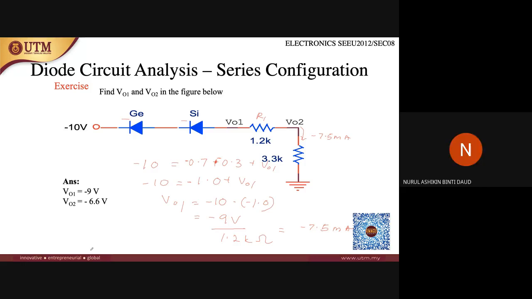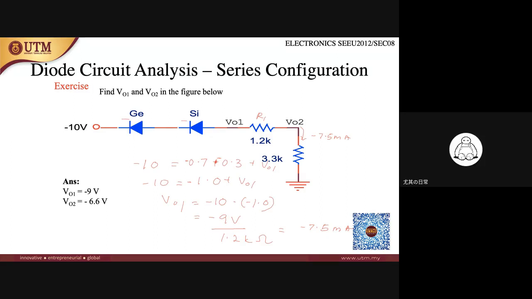How about using the 10 volt divided by the total resistance, and you get the current. Get the current and then multiply by the resistance separately. How much did you get for the answer? I think it's 7.33 for VO2 and then 9 for VO1. 7.33. And what is the value of the currents?